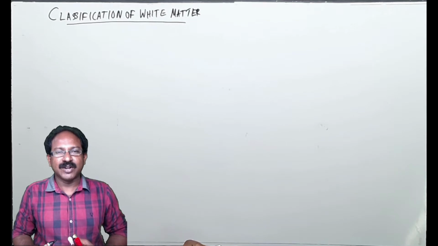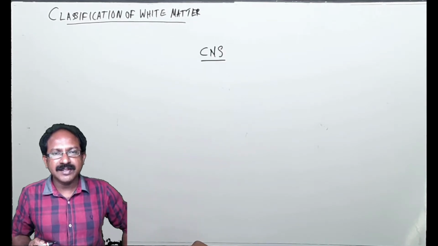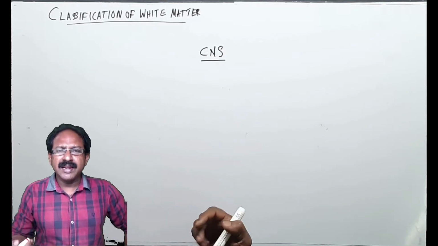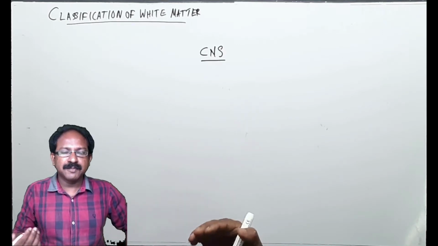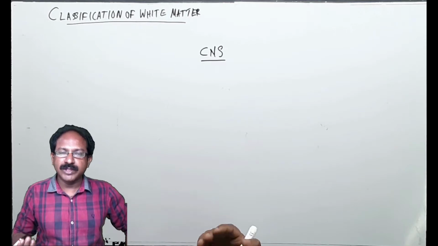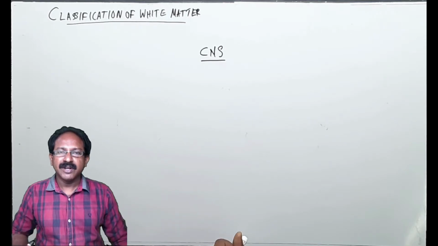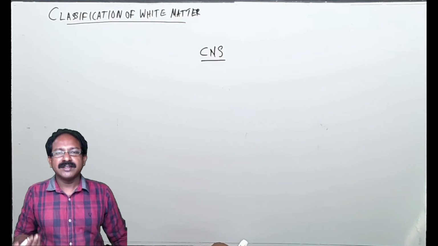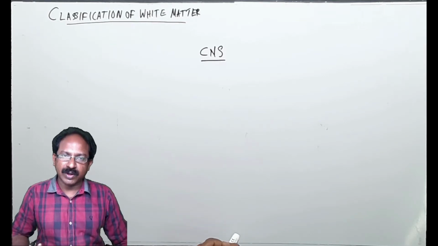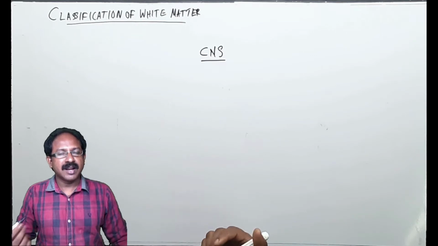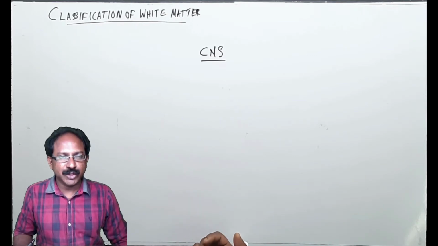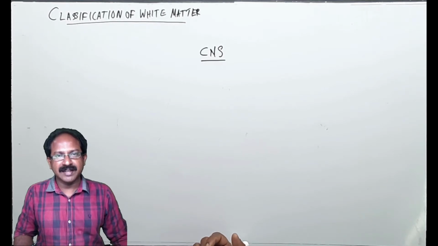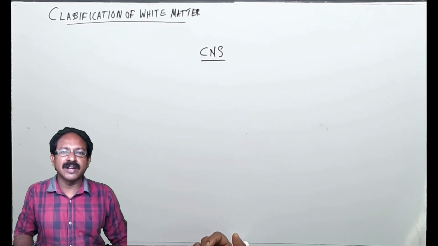Classification of white matter of cerebrum. CNS is the central nervous system, including the brain and the spinal cord. If you take any part of the CNS, it is predominantly made up of two types of cells: neurons, which are the functional unit of the nervous system, and the supporting cells named neuroglia. In addition to this, there are blood vessels supplying this tissue and cerebrospinal fluid present inside the cavities named the ventricles in the central nervous system.